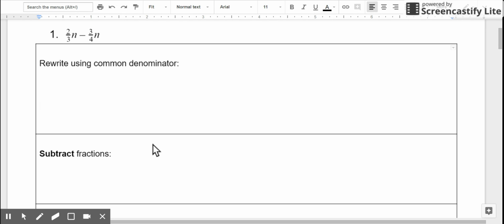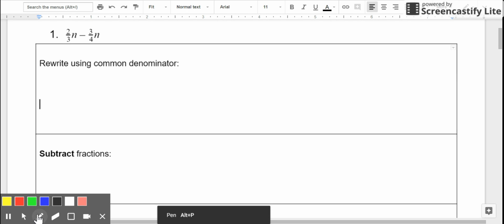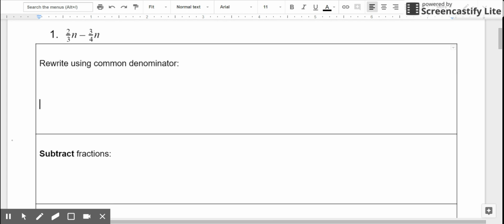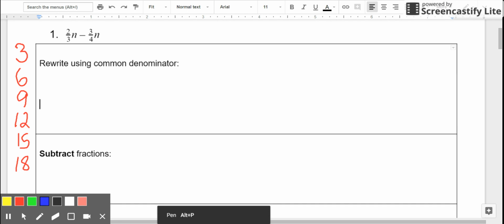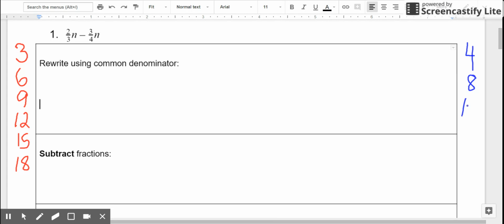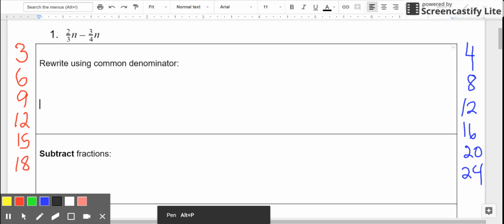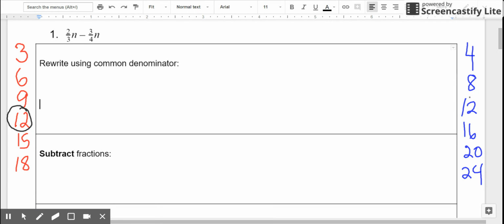Let's start by finding a common denominator. In this example, my denominators are 3 and 4. So I need a number that 3 and 4 both go into. In order to think of this, I'll list my numbers that 3 goes into. 3 is a factor of 3, 6, 9, 12, 15, 18, etc. Those are the multiples of 3. Now I'll list the multiples of 4, my other denominator. 4, 8, 12, 16, 20, 24, etc. My denominator should be the smallest number on both lists, which happens to be 12.